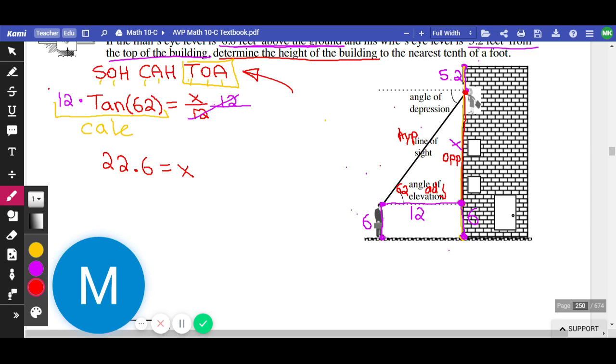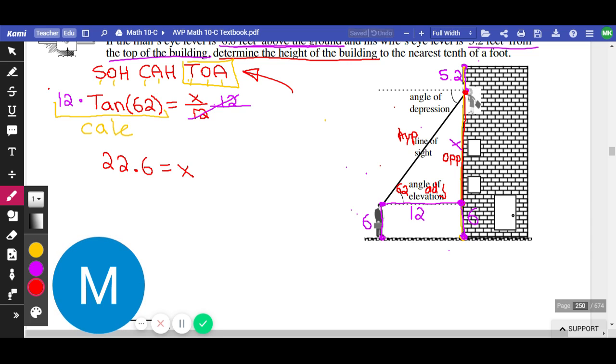When I use the tangent ratio, I went tan of 62 equals opposite over adjacent, like I set that up right here. 12 was on the bottom, so I multiplied 12 to get to the other side. I put 12 times tan of 62 in my calculator, and I got 22.6. Awesome. It was 22.56. Right? So 5, 6 rounds to 6 up, and 1 more.